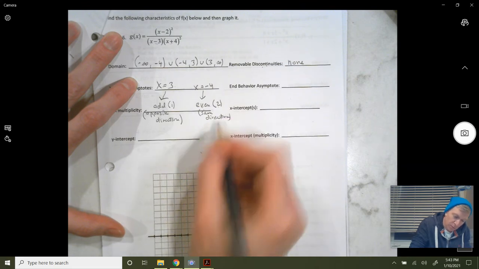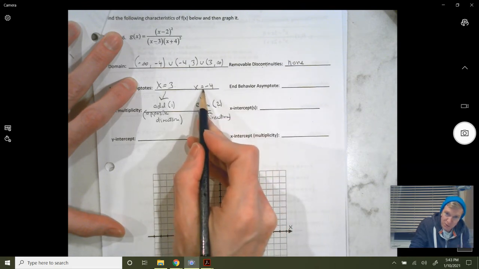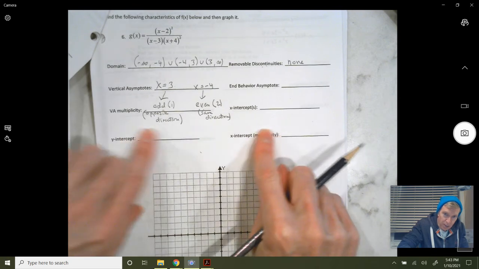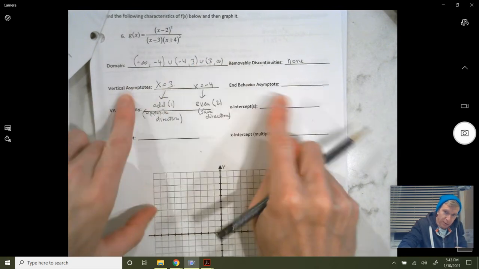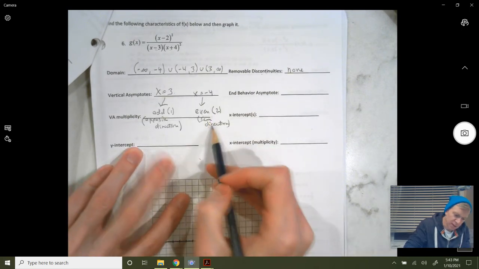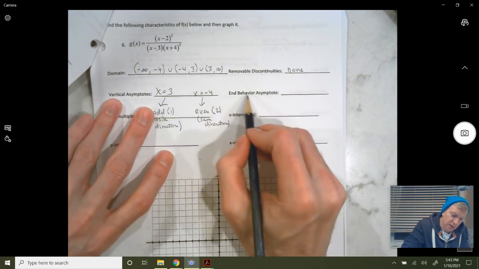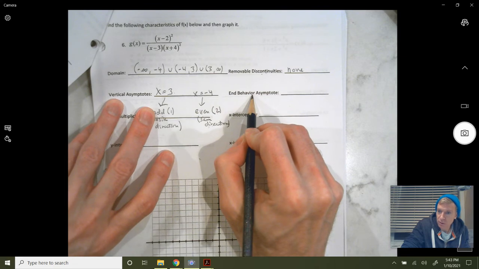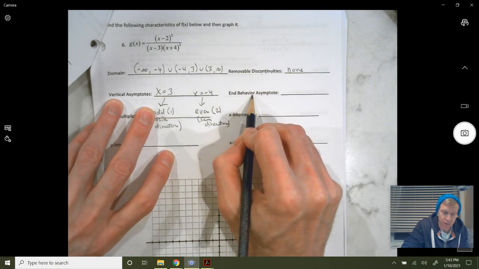Okay, so from the right and to the left of this asymptote, your graph is either both going up or both going down. Same direction. Okay, we'll revisit that when we get there. Okay, end behavior asymptote. So that's the one we look for with rational functions, top heavy or bottom heavy.